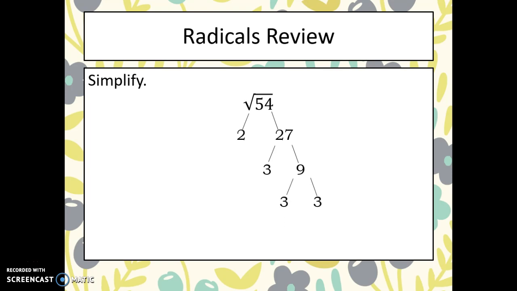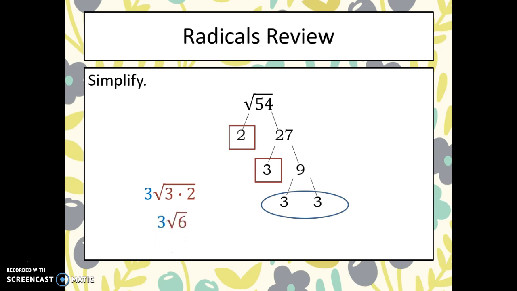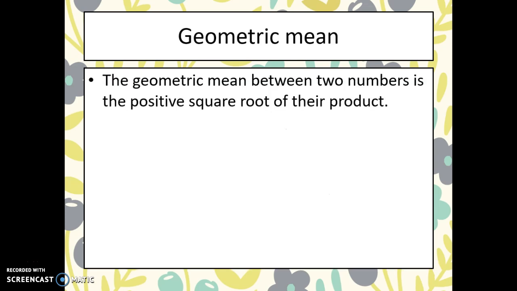Now we need to look for any pairs, anything that repeats. I see a pair of 3s, but then the 3 and the 2 are left over. So whatever's left over stays under the radical. Anything that had a pair, I need to take out one of the pairs. So I took out one of the 3s that repeated. And then I still have that 3 and that 2 left over. Those stay under the radical, and I multiply those to get the square root of 6. Okay, so that's how we simplify radicals.